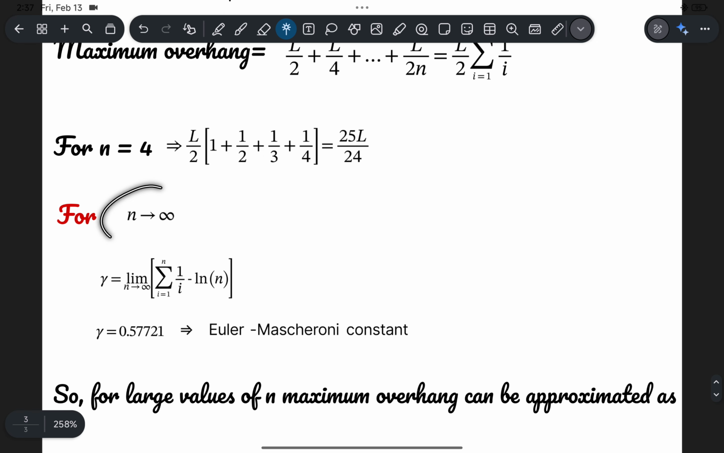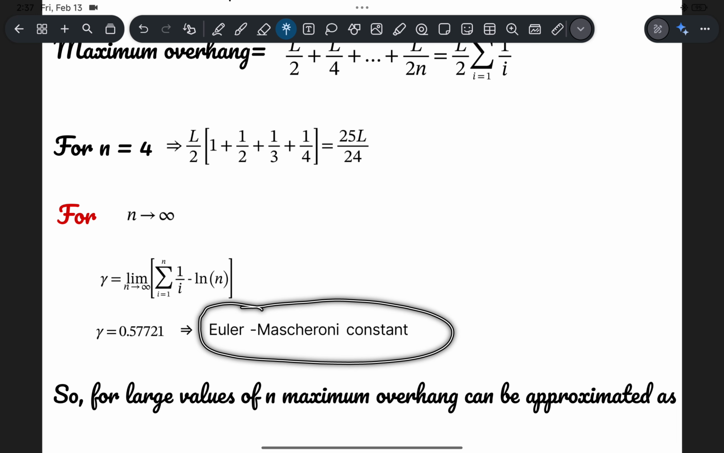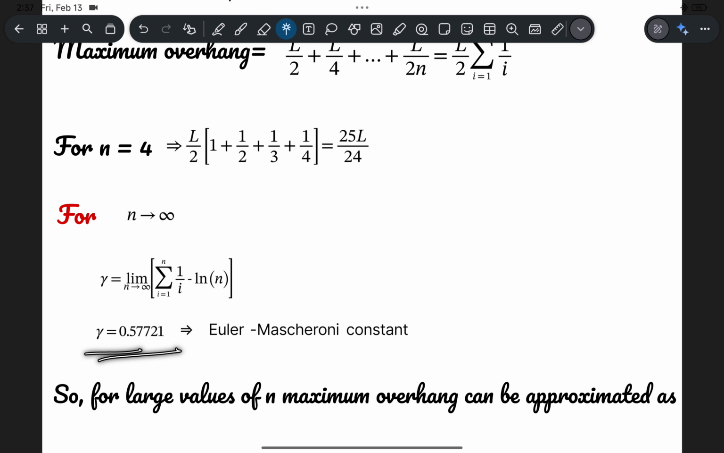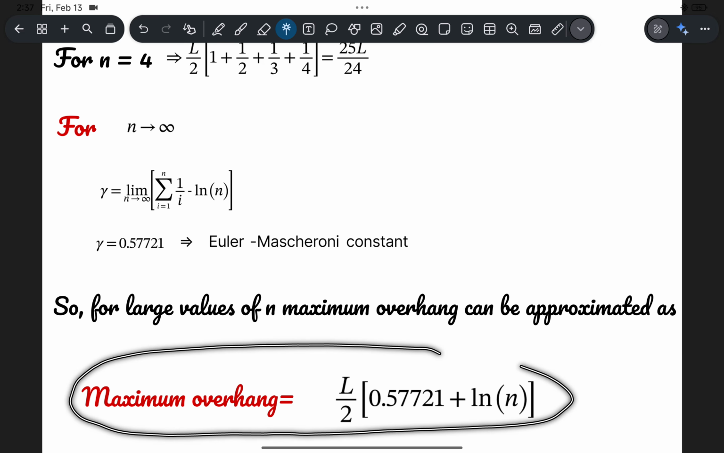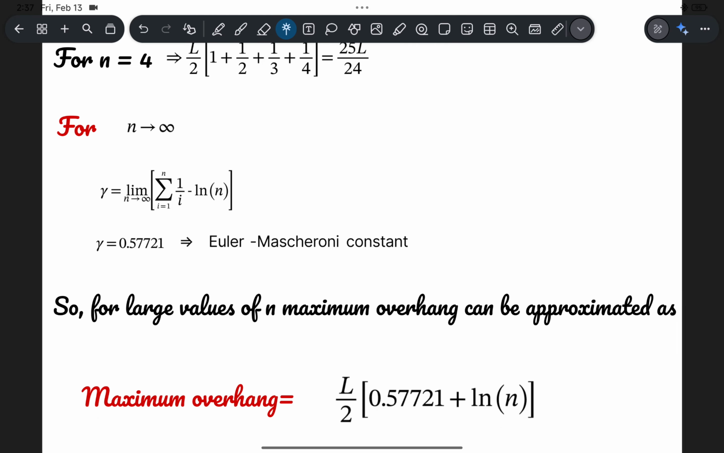Now, if n tends to infinity, we can use the Euler-Mascheroni constant, where gamma is 0.57721. This is named like that. If you want a detailed proof, you can search for it. This is the name of the constant. So, for very large values of n, we can get the maximum overhang distance as this one.